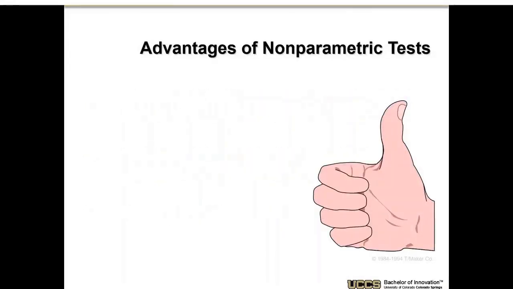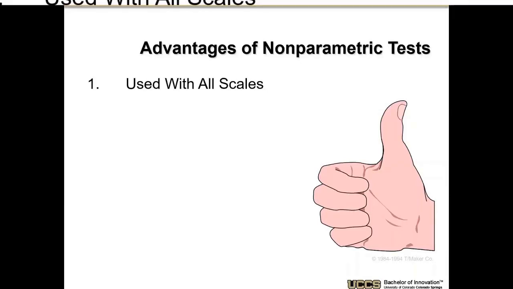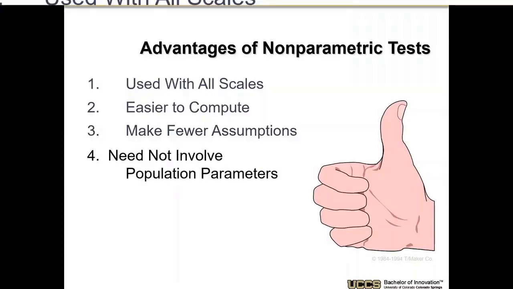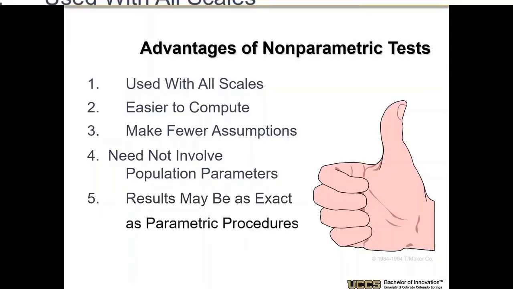So, advantages of non-parametric tests. They can be used with all kinds of scales, so I don't have to worry about my scaling effects. In some senses, they are easier to compute. They make fewer assumptions, so they are generally more valid. They need not involve population parameters, so I don't have to assume so many things. And the results can be as exact as parametric procedures, because the results are these p-values you're going to get.